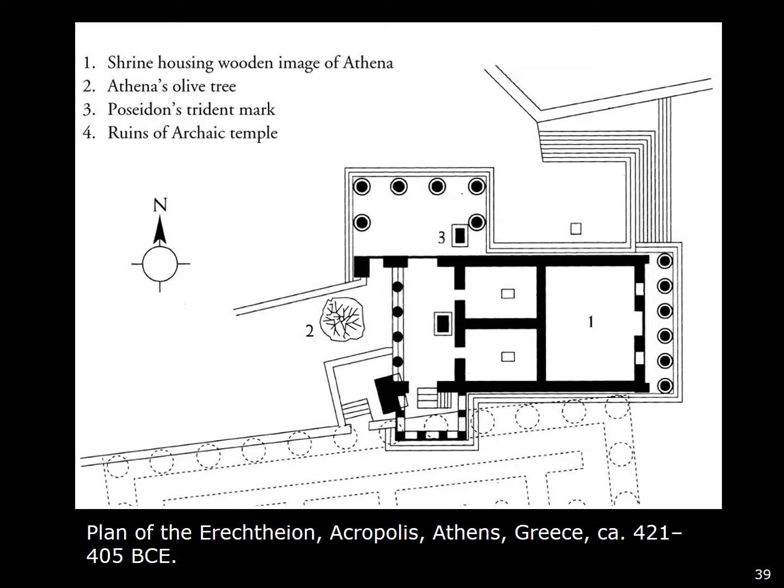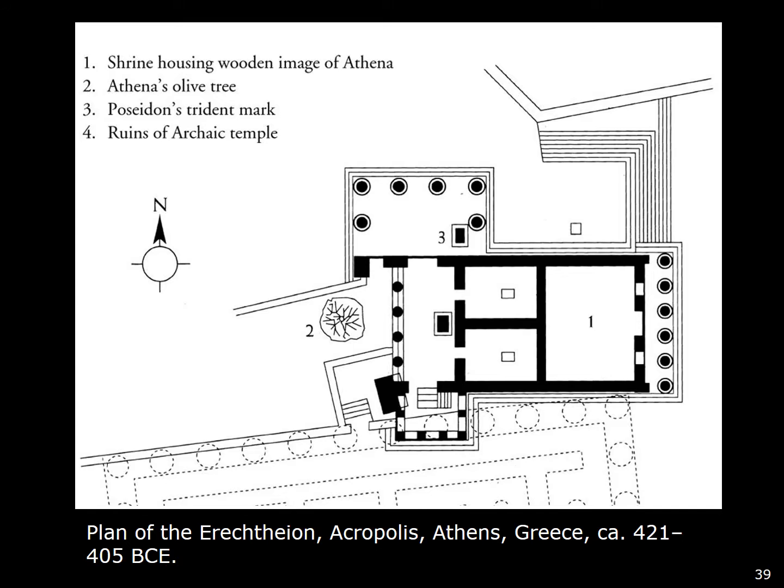This is a plan of the Erechtheion in the Acropolis. This was built circa 421 to 405 BCE. This is another temple, and this particular building is built on a site that incorporated previous sacred sites. Because of this, it's an asymmetrical temple, unlike the Parthenon. There are several sacred sites here.